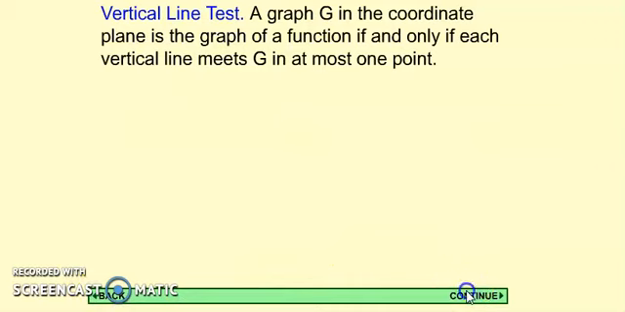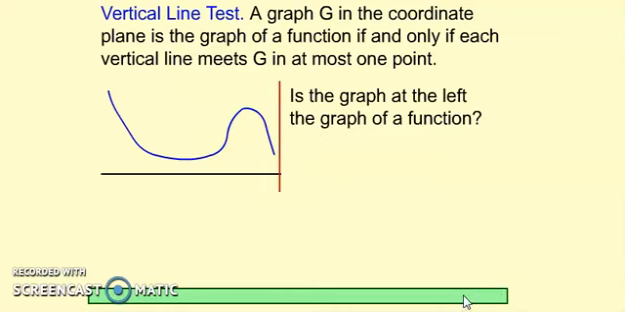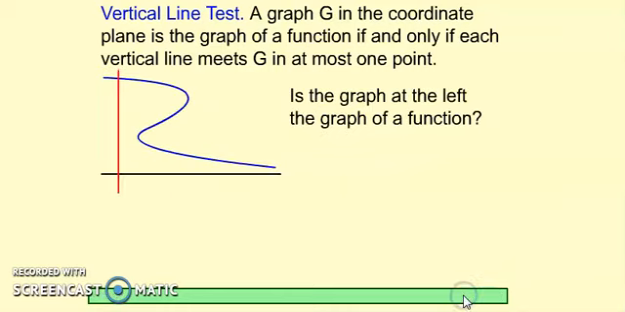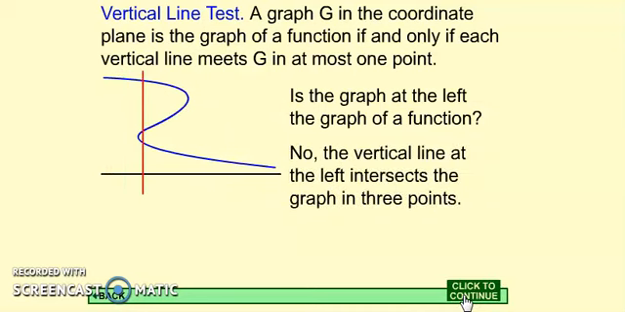I repeat that we can apply the vertical line test to check whether the graph is a function or not. So now you can see that this vertical line is intersecting this graph at this point, at this point, and at this point. So this graph is not a function. The vertical line intersects the graph at 3 points. So we can easily conclude that this is not a function.